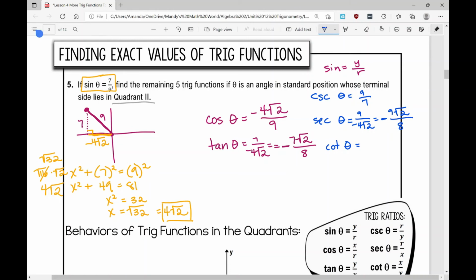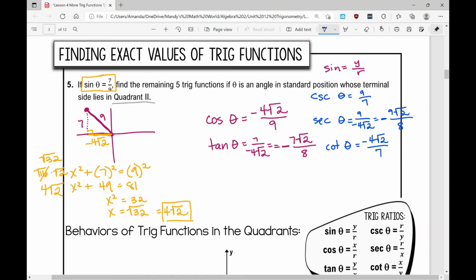Cotangent theta, instead of y over x, is going to be x over y. So I get negative 4 root 2 over 7. And I don't need to rationalize any denominator because I don't have a radical in my denominator.